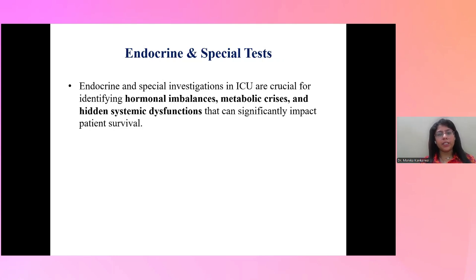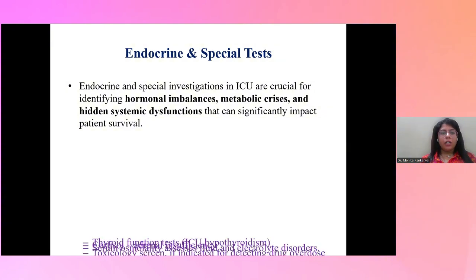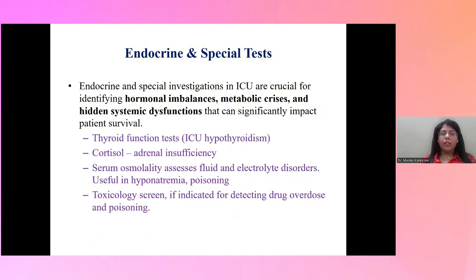Now, endocrine and special tests. They are crucial for identifying hormonal imbalance, metabolic crisis, and hidden systemic dysfunction that can significantly impact patient survival. The common endocrine tests performed in the ICU setting are the thyroid function test, as ICU patients are at risk of having mainly hypothyroidism, and the cortisol test for adrenal insufficiency, for both inflammation and electrolyte imbalance correction. We look for cortisol adrenal insufficiency.